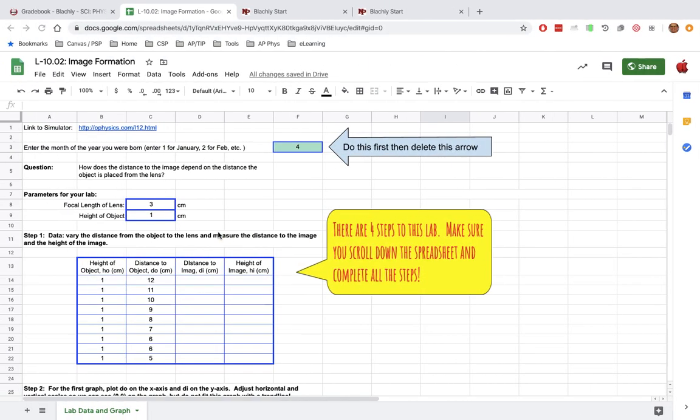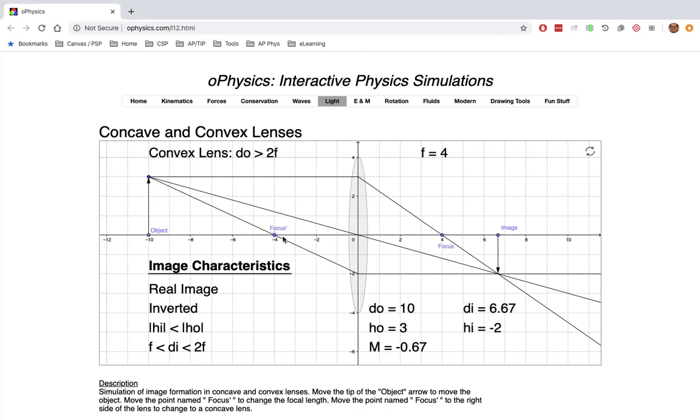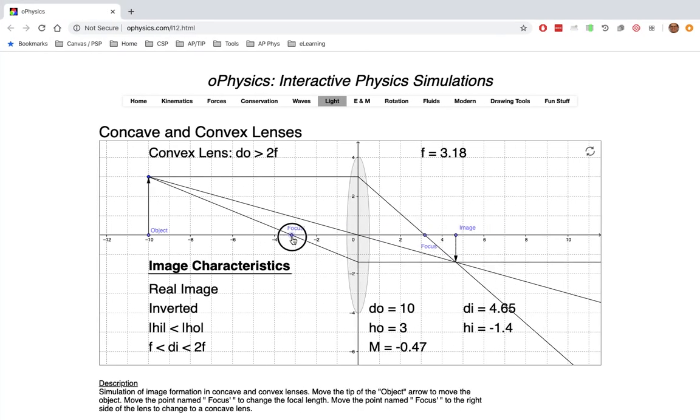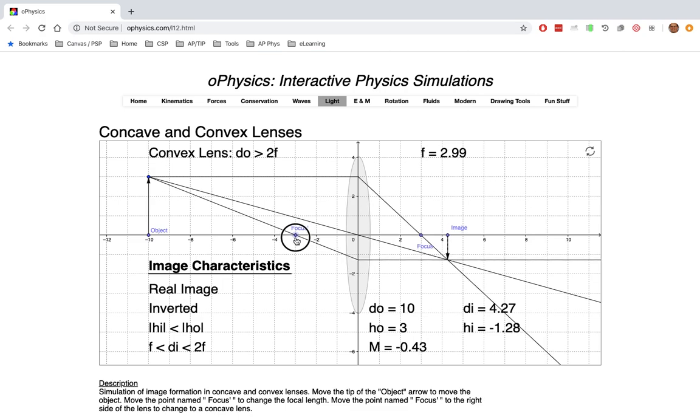So when you look at the lab data sheet, you'll see that right here when you put in the month you were born, you will be given some parameters to use, and these are the ones you need to use. So in this case, if you were born in the 4th month, which is April, you are going to use a focal length of 3, and the height of your object is going to be 1. So the way you do that is you grab the focus and you move it to 3 and make sure it's right on 3. And then you're not going to change that for the whole lab. So just leave it on 3.